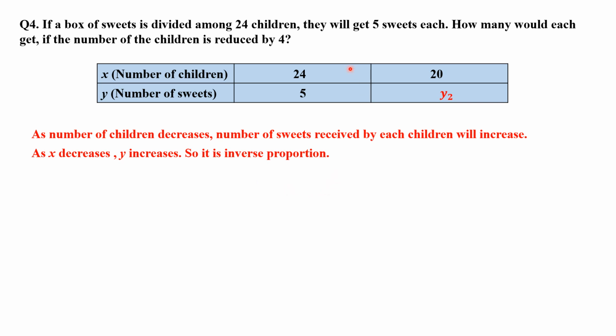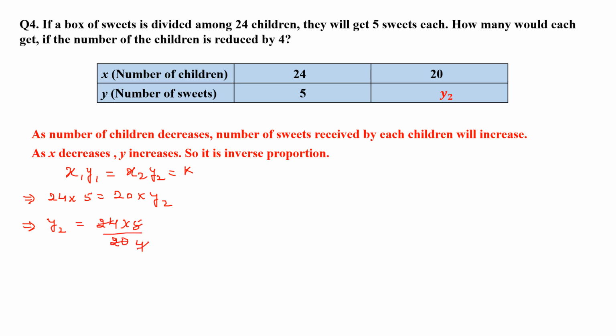And in inverse proportion, the product of x and y will remain constant. So from here I can write x1 y1 equal to x2 y2. This should come as a constant. So from here I can write 24 into 5 will be equal to 20 into y2. And the value of y2 will be, I am transposing to the other side, so it will become 24 into 5 by 20. So 5 times 4 is 20 and 4 times 6 is 24. So the answer is 6. So each student will receive 6 sweets.